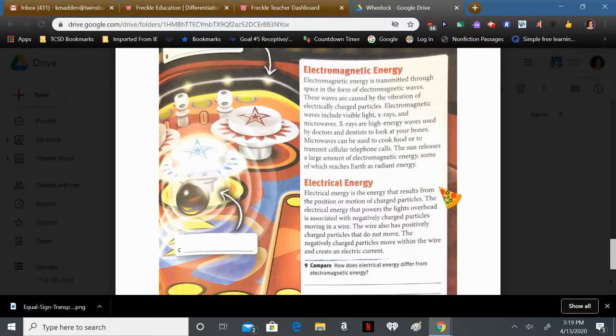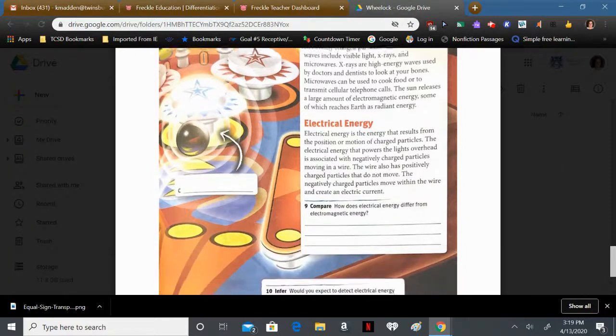Electrical energy. Electrical energy is the energy that results from the position or motion of charged particles. The electrical energy that powers the lights overhead is associated with negatively charged particles moving in a wire. The wire also has positively charged particles that do not move. The negatively charged particles move within the wire and create an electric current.